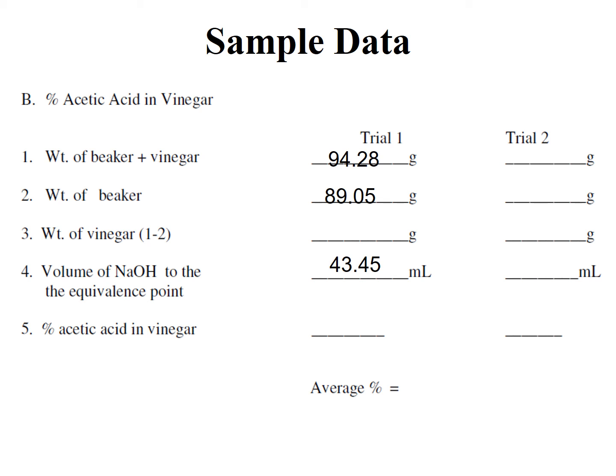So if we're going to do it, 94.28 minus 89.05, that will give you around 5.23 grams. Okay, and then you're going to use the volume of NaOH here to get the number of moles of your NaOH, and indirectly the number of moles of your vinegar. Okay, so remember what you did earlier, you end up with 0.100 moles per liter. So what you're going to do, you can multiply it with this value, 43.45 ml, divided by 1000 ml per liter, and then you're going to multiply this with 60 grams per mole.